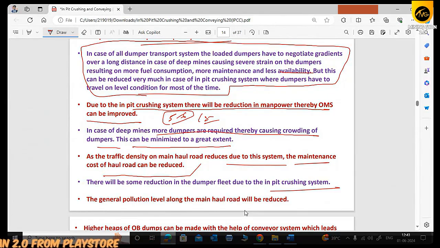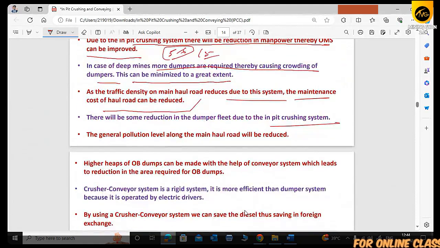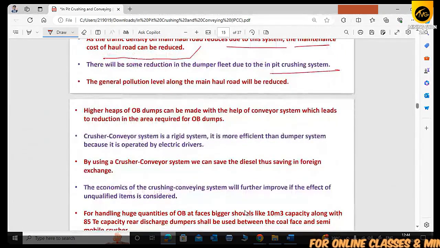But in the case of the in-pit crushing and conveying system, it will be done by electricity. So the pollution in the mines area will be drastically reduced. It will also be sustainable mining, basically. The general pollution level is reduced, and a higher heap of overburden can be made by the heap conveying system, which leads to a reduction of the area required for overburden.